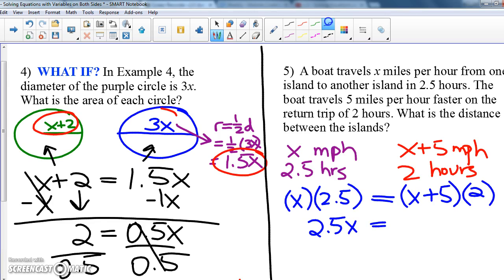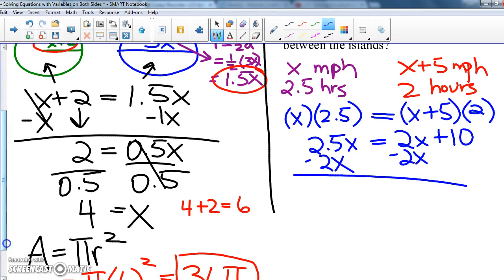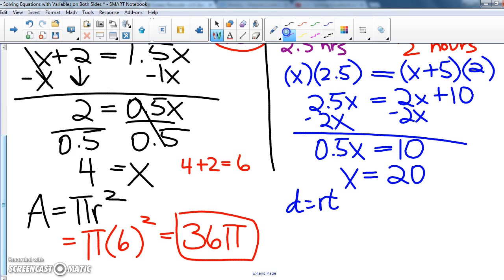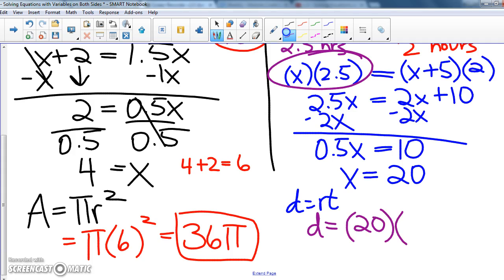2.5x equals, let's distribute, 2x plus 10. 0.5x equals 10, which means x equals 20. Now I'm going to take my x, I'm going to pop it back in and get my distance. Distance is rate times time. So the distance is the rate, which is 20, the time, which is 2.5. 20 times 2.5 is going to give me 50 miles.